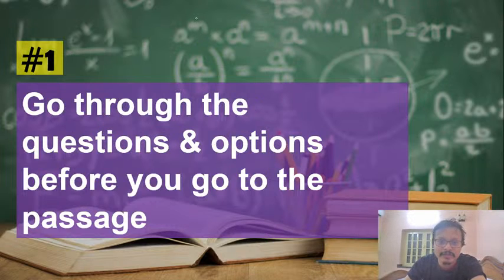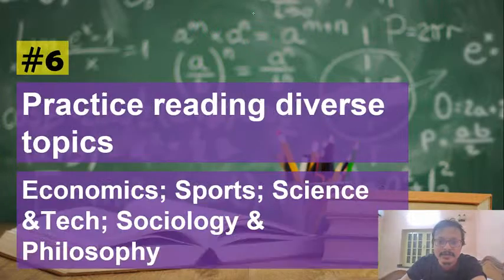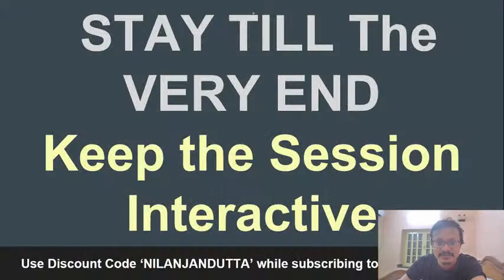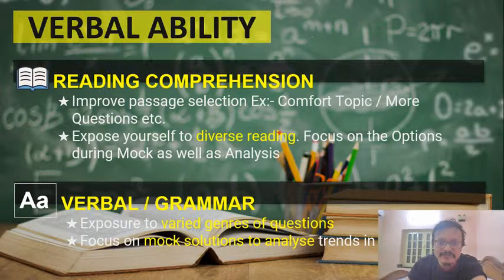So what I'll do is I'll go section by section. First up, I'll be starting with the VARC section. So in the VARC section, what is very important is improving your passage selection. And talking of passage selection, one of the most important things is how do you decide which passages to attempt?